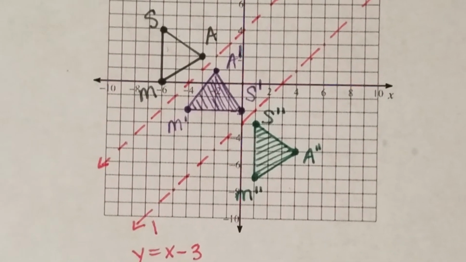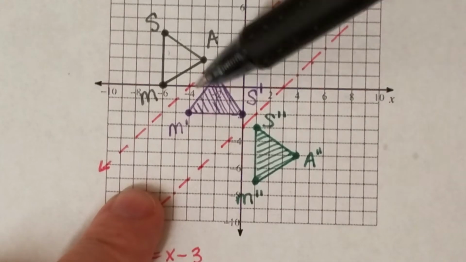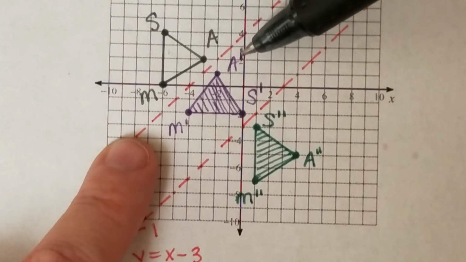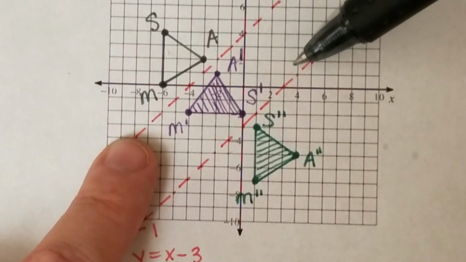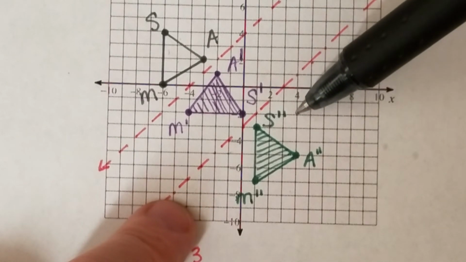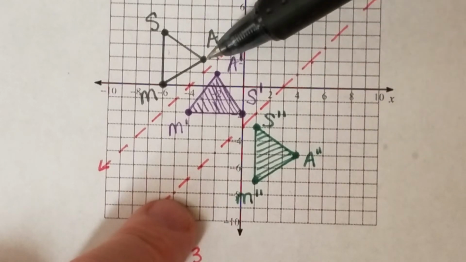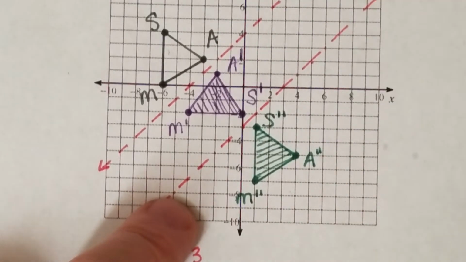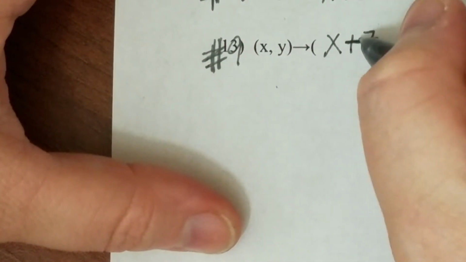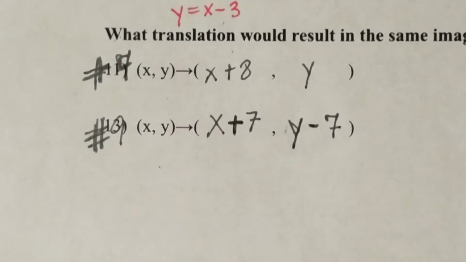So let's do the same thing here. Again, I'm just going to count from A to A double prime. So if I count here, I'm going to go right 1, 2, 3, 4, 5, 6, 7, it looks like. And I'm going to go down 1, 2, 3, 4, 5, 6, 7. So I went to the right 7 units and I went down 7 units. That means that I'm going 7 units to the right, which is x plus 7, and I also went down 7 units, which will be y minus 7. Sorry, that was out of focus.